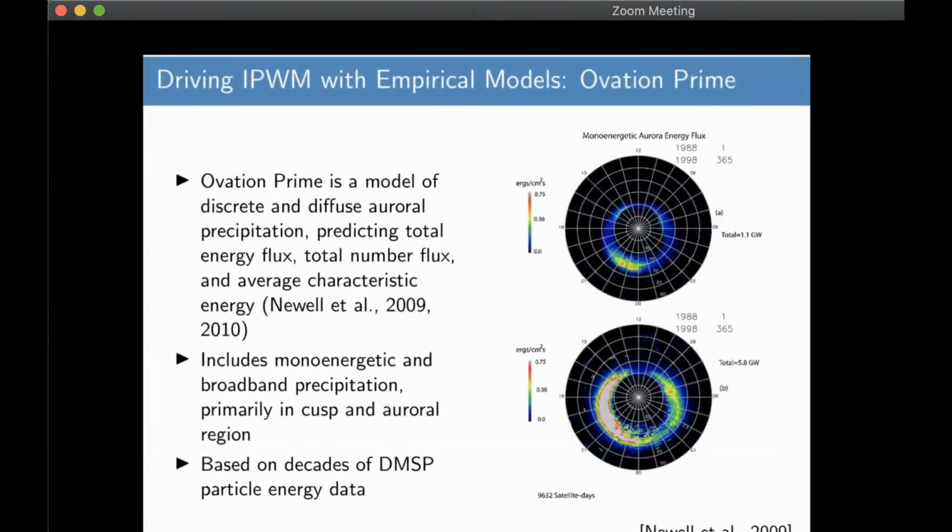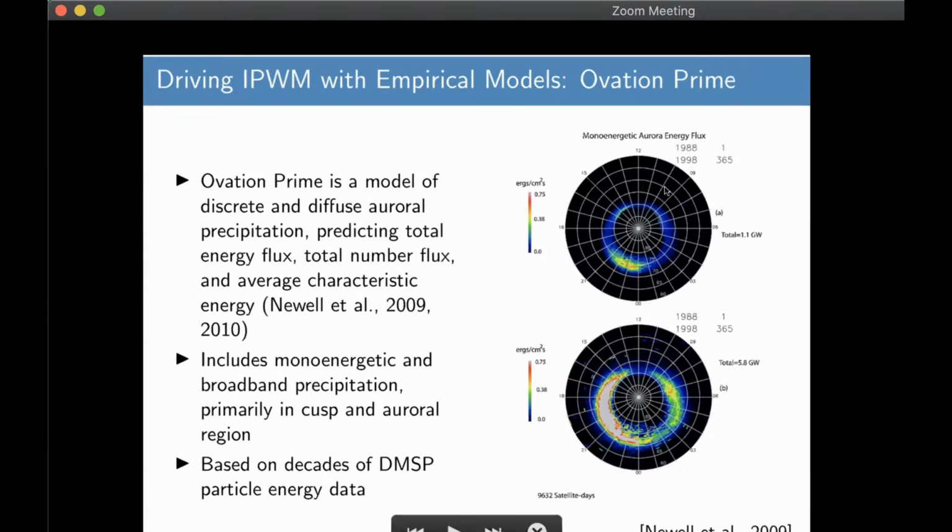So to do that, we're taking the precipitation pattern that we plug into IPWM from Ovation Prime. Ovation Prime is a model of discrete and diffuse auroral precipitation. It predicts total energy flux, total number flux, and average characteristic energy. It includes several different kinds of precipitation, which we do include in the IPWM model, and it's based on decades of DMSP particle energy data.